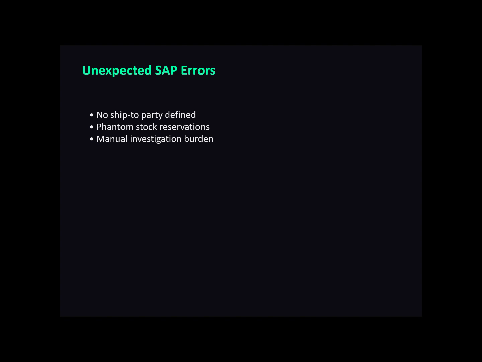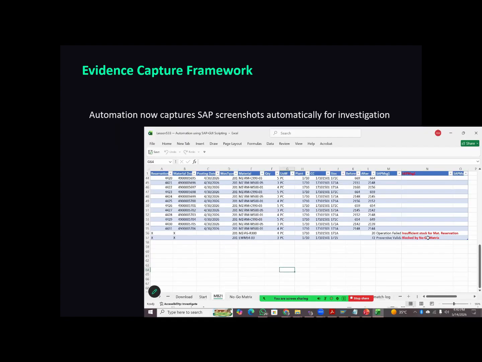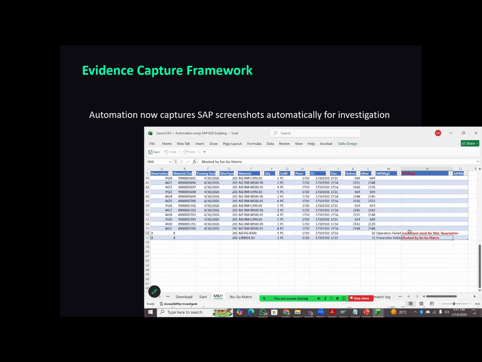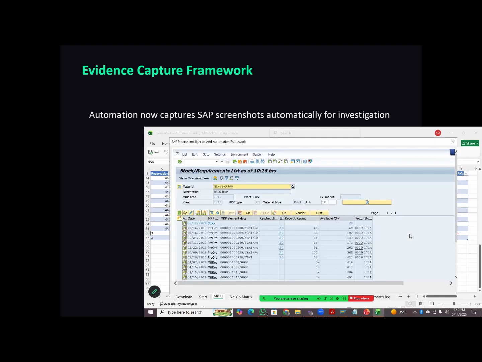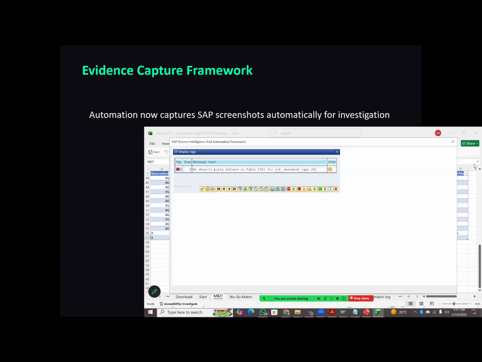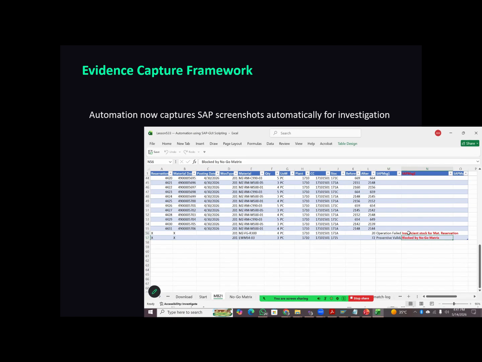Slide 4. Evidence capture framework. To improve investigation capabilities, the framework was enhanced with automatic evidence generation. Whenever an SAP exception occurs, the system now captures screenshots automatically in the background. The evidence is stored locally with intelligent naming conventions linked directly to the transaction row. This allows rapid troubleshooting without requiring users to manually reproduce SAP errors again.